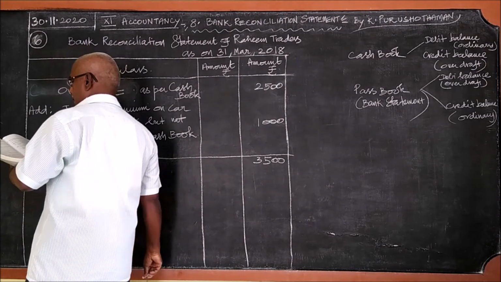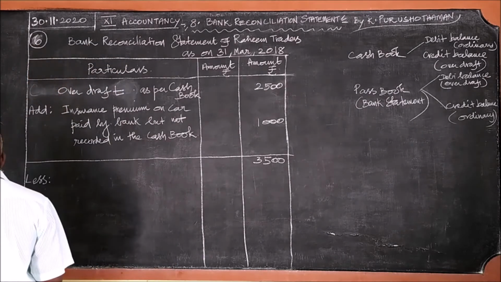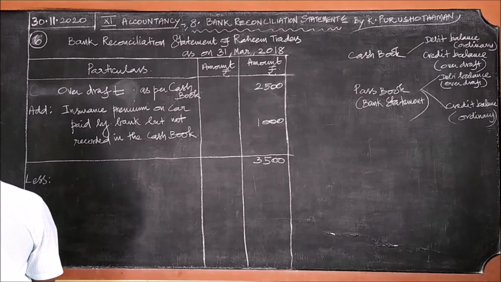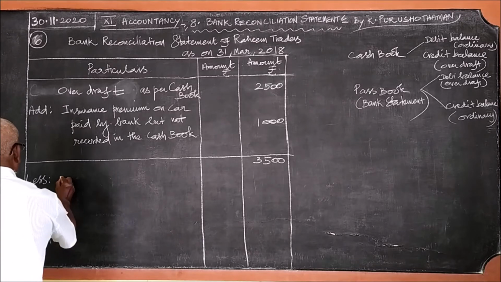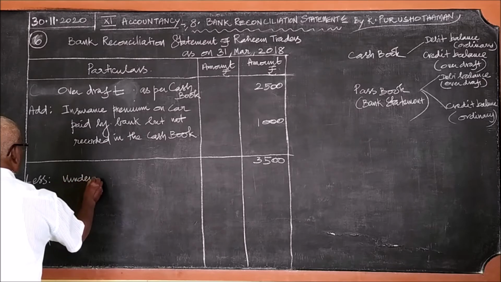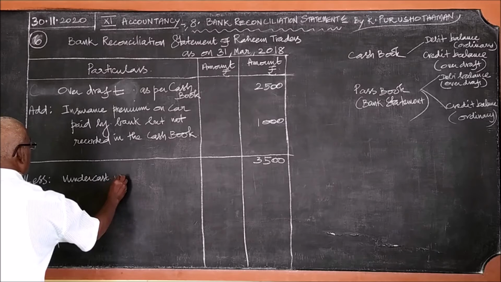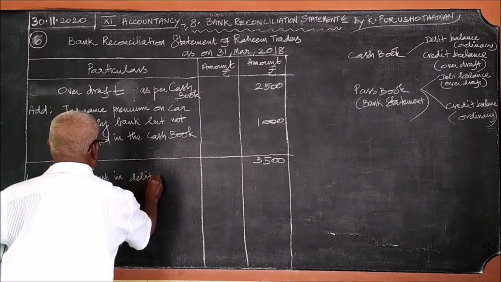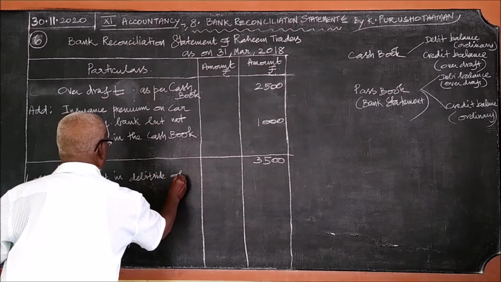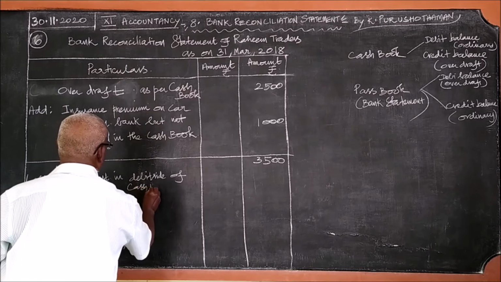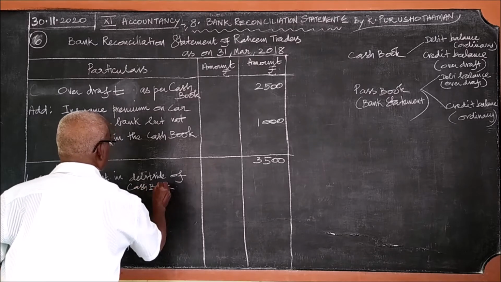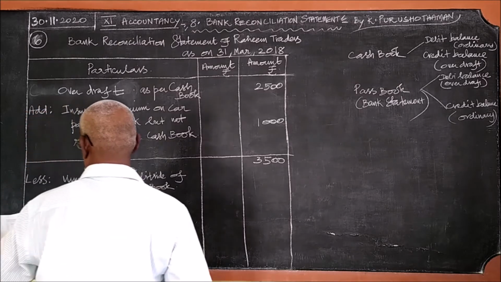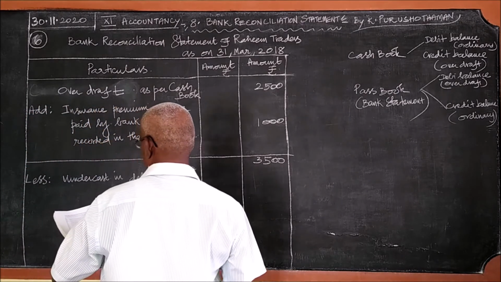Then, less: the debit side of the cash book was undercast by 700. Undercast in the debit side of the cash book. This is 700.